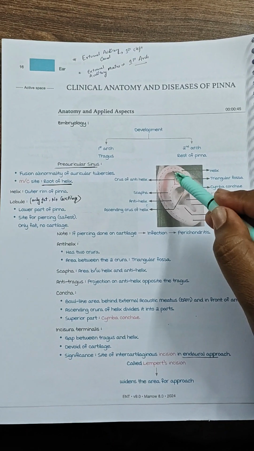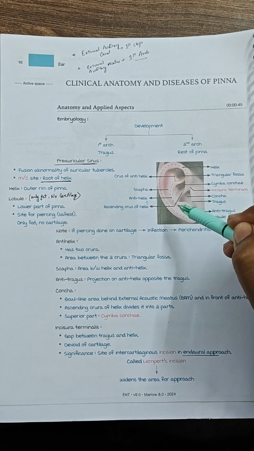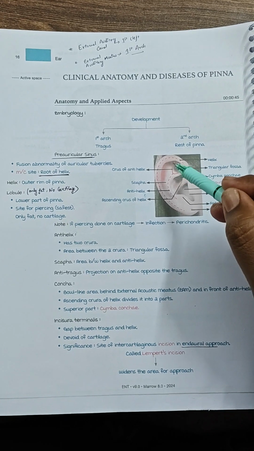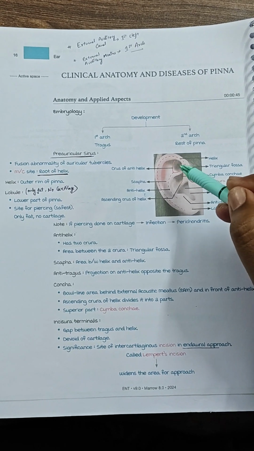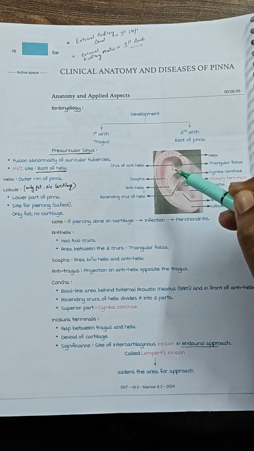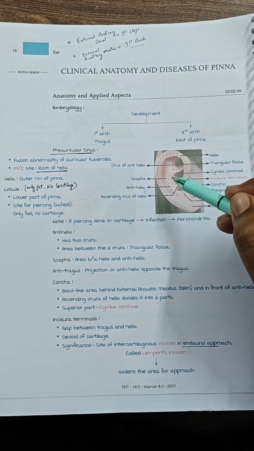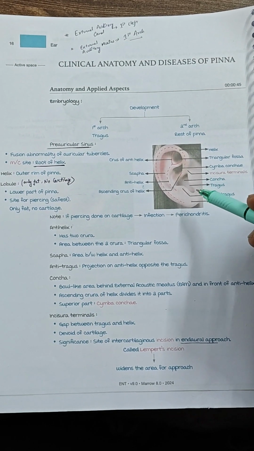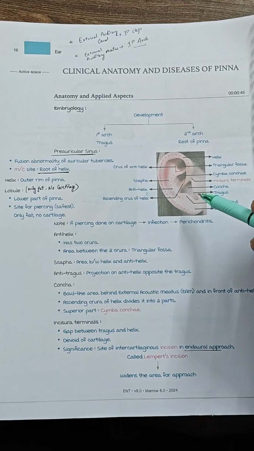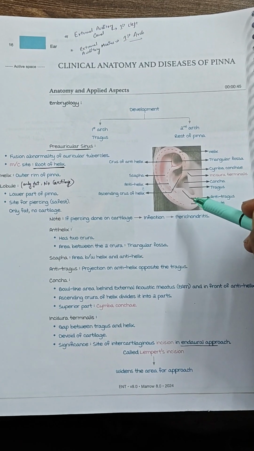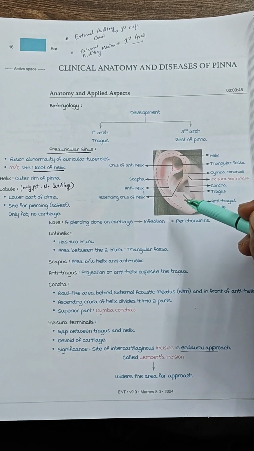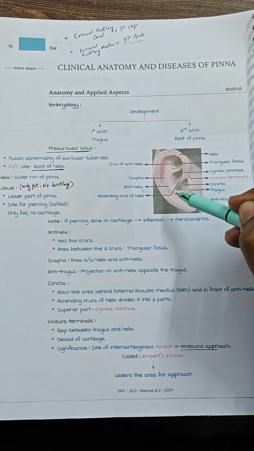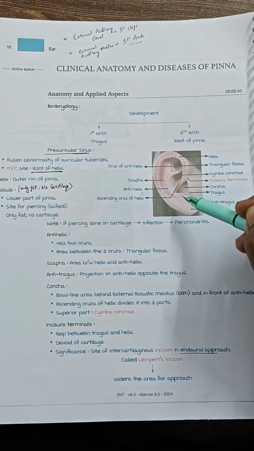Which can lead to further perichondritis. Now this one is the helix, and this one is the antihelix. The antihelix is composed of two crura, and between the two crura there is a triangular fossa. Between the helix and the antihelix there is the scapha. Here is the triangular projection known as the tragus, and opposite to it is the antitragus, which is the projection of the antihelix.